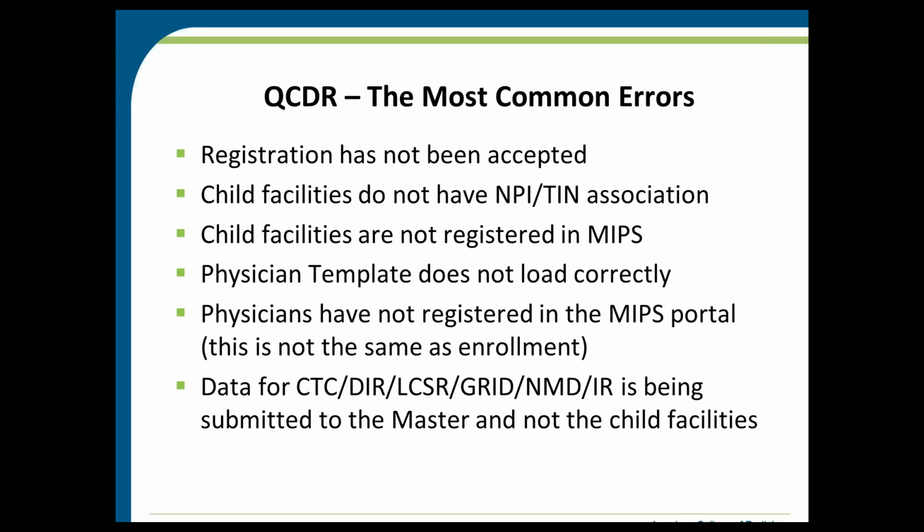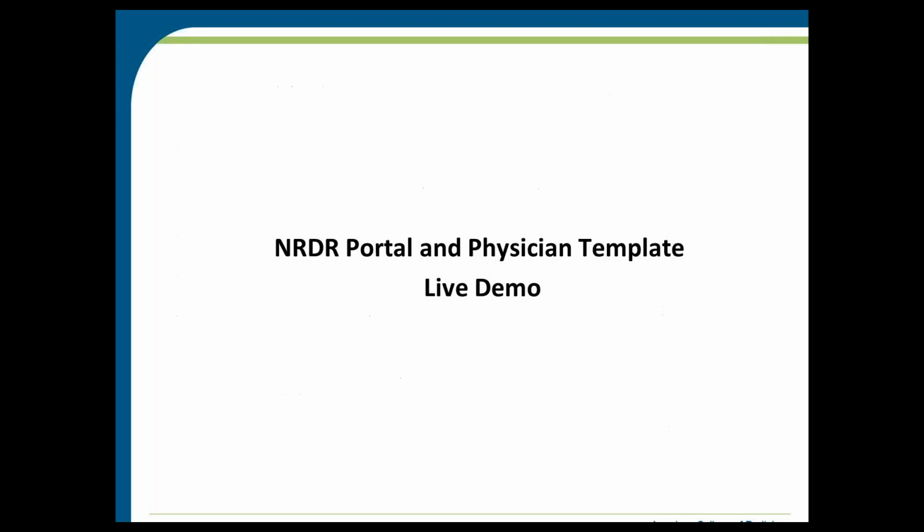And one of the biggest errors in the last season was that data for CTC, DIR, lung cancer screening, GRID, NMD, or IR was being submitted to the master and not the child facilities. And this data has to be submitted at the child facility or those will not pull to your account and it won't be attributed to the TIN and MPIs. And now we will go through the live demo of the portal and the template.